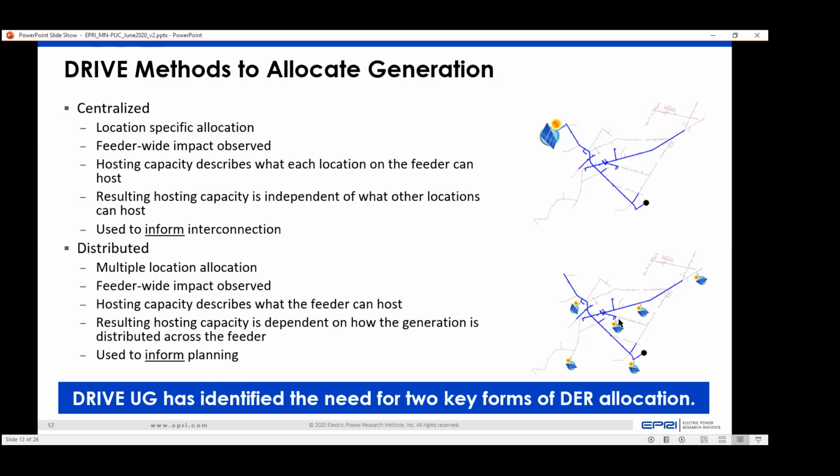However, there's also a different allocation method in which you could distribute the DER across your feeder. Now, as you start to pepper this DER across your feeder, you're no longer looking at a specific location and how much it can accommodate. You're starting to know how much this feeder in general can accommodate. So it's like a feeder-wide hosting capacity assessment.